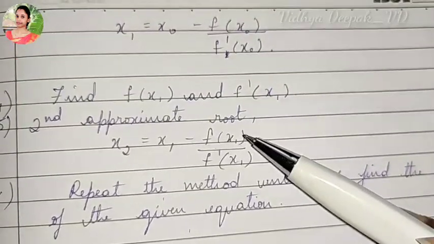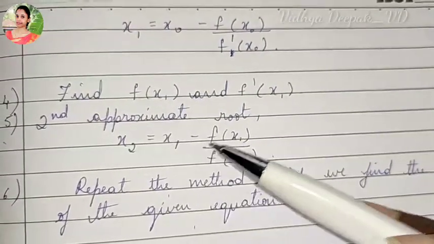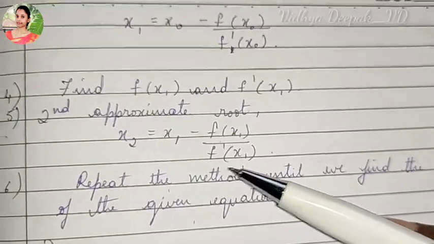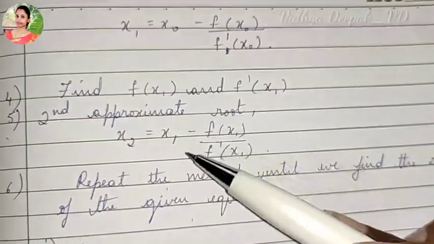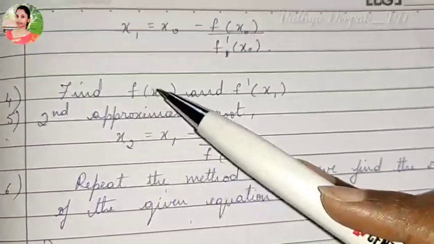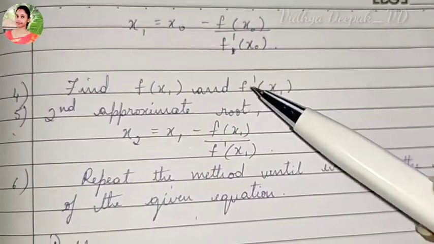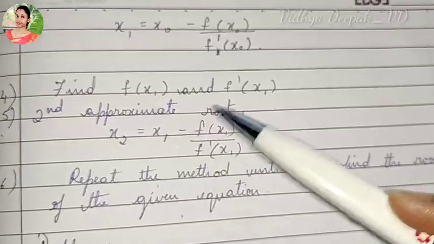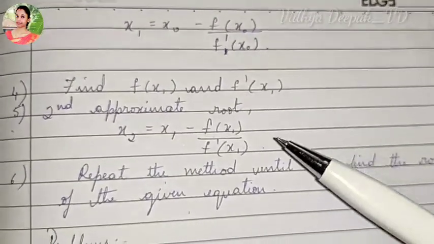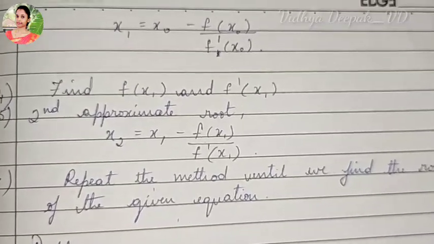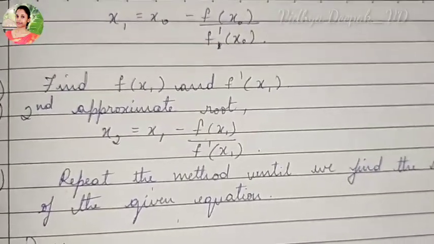Then the second approximation is x2 is equal to x1 minus f of x1 divided by f dash of x1. That is, you will have this x1 value, substitute that in this formula and find x2. Again find f of x2 and f dash of x2, then find x3, then x4. Continue with f of x4, f dash of x4, like that until we get the root of the given equation.